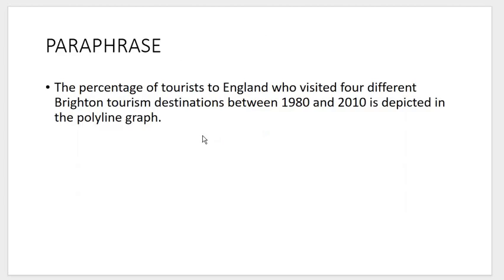The paraphrase. What is an example of a paraphrase for this particular question? The percentage of tourists to England who visited 4 different Britain tourism destinations between 1980 and 2010 is depicted in the polyline graph. This is one example of a paraphrase. This is your first paragraph. Polyline graph means graph with many lines. So you can reuse this word if you want, and just like this make a different sentence with the same meaning as the question.